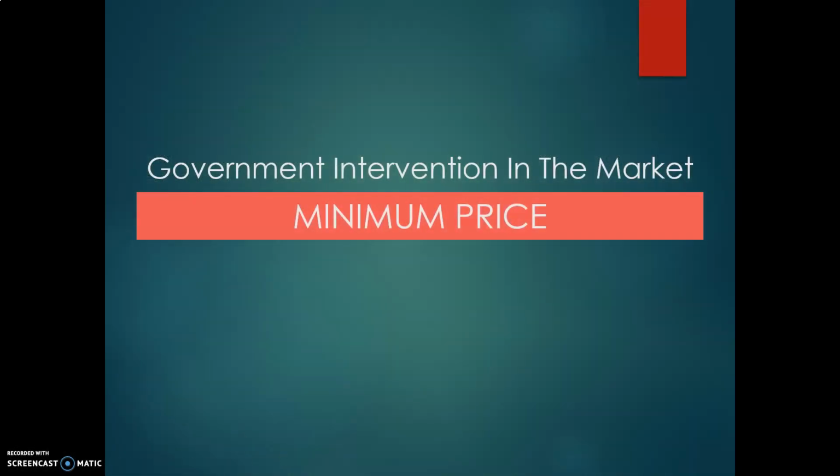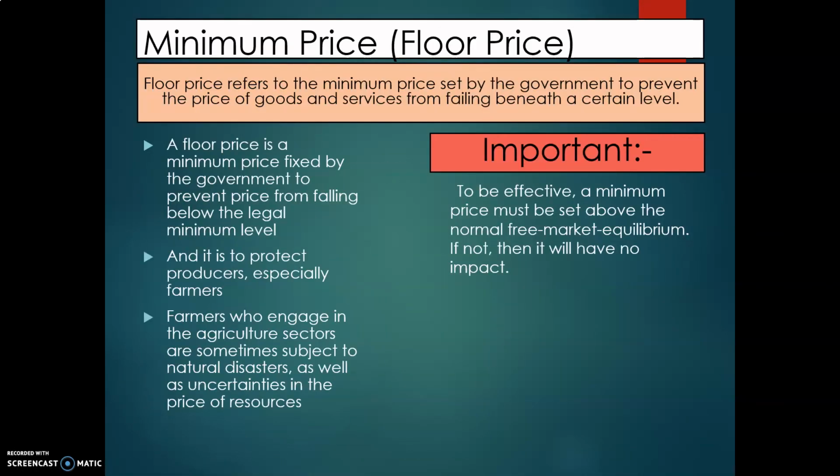Government intervention in the market. Minimum price, or we can call it floor price. Floor price refers to the minimum price set by the government to prevent the price of goods and services from falling beneath a certain level. The minimum price is set by the government to protect producers, especially farmers.